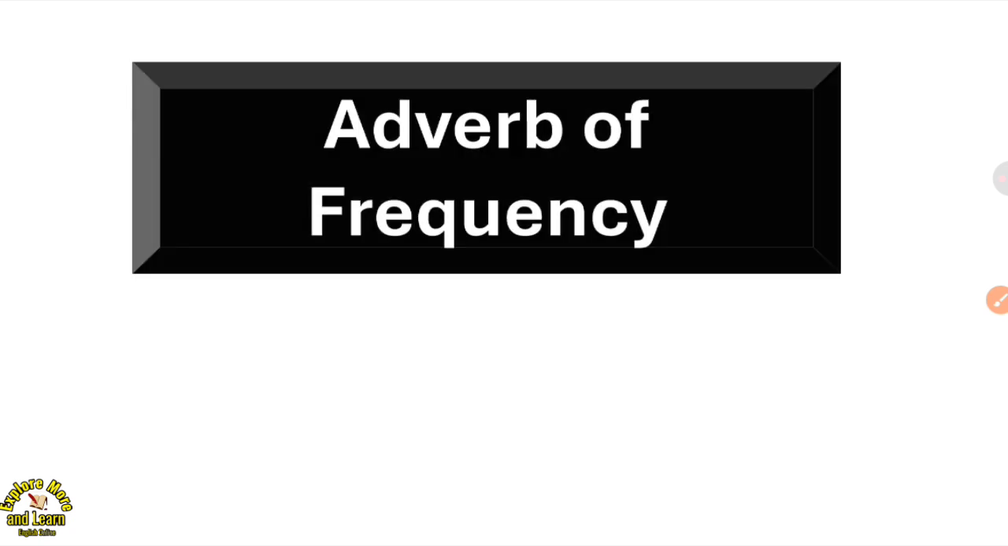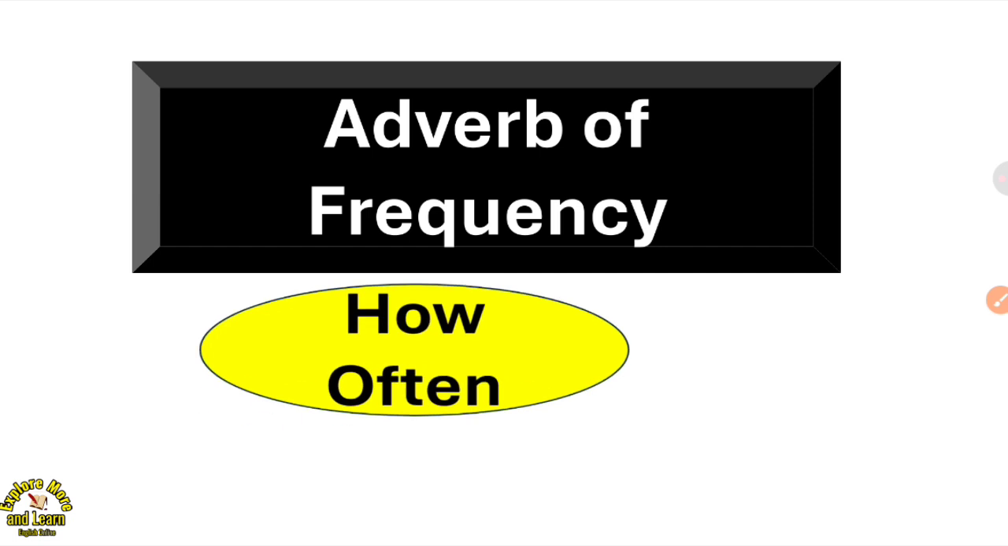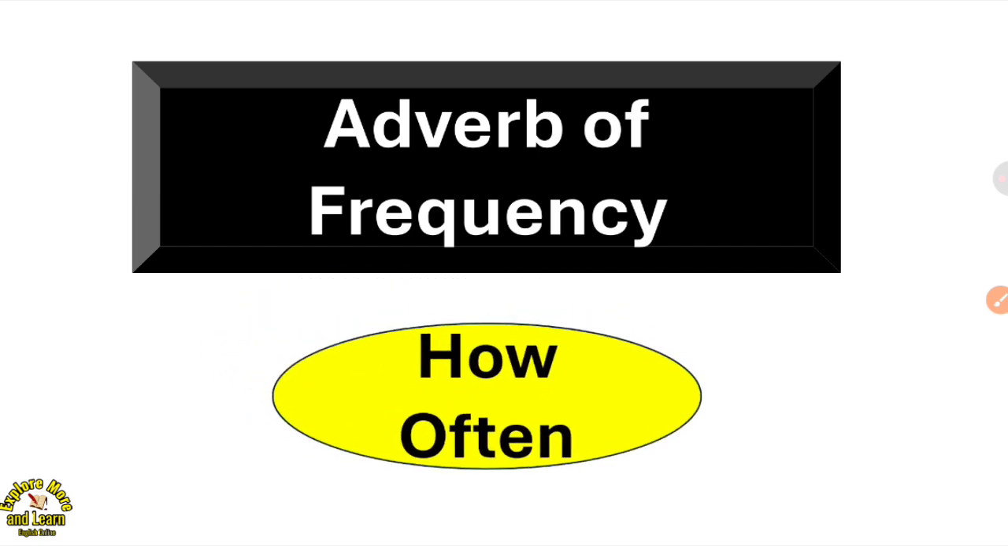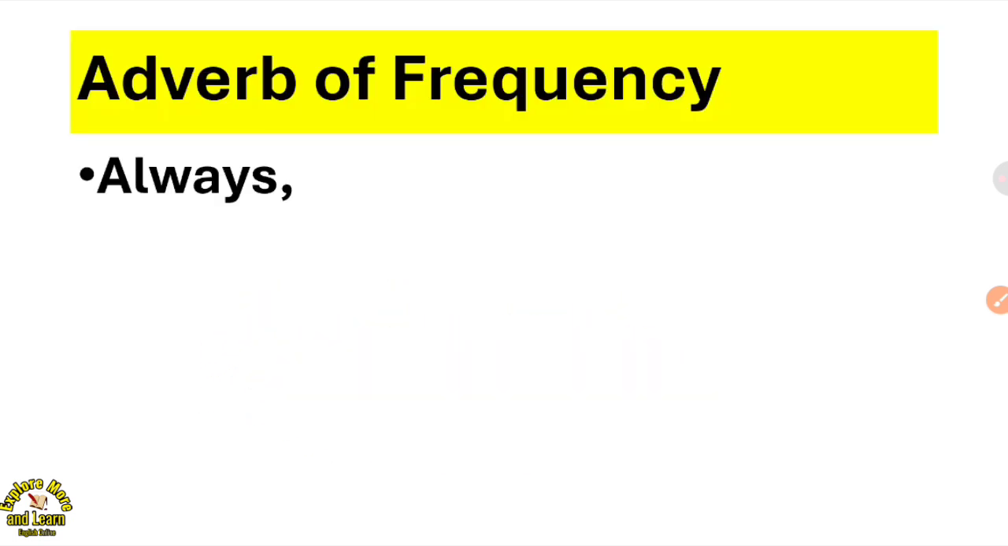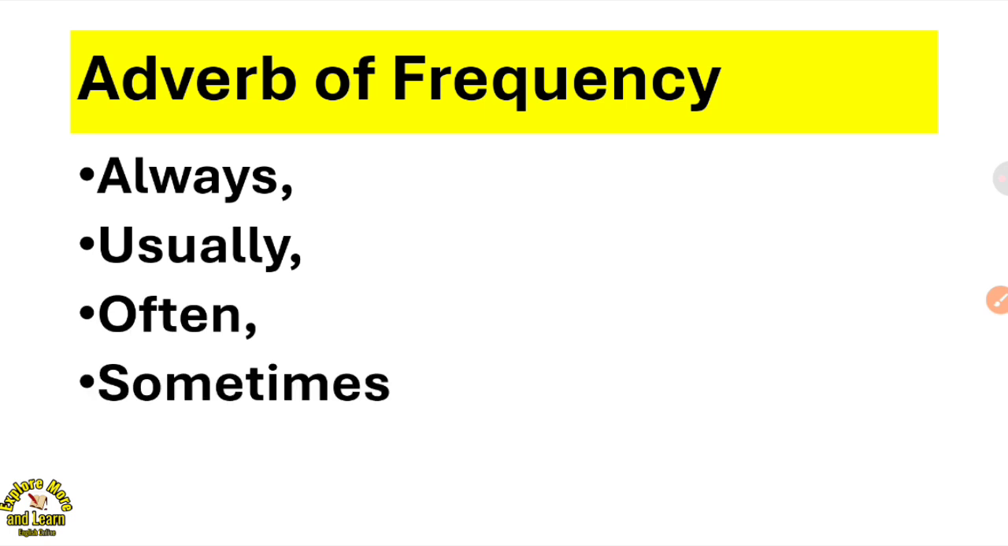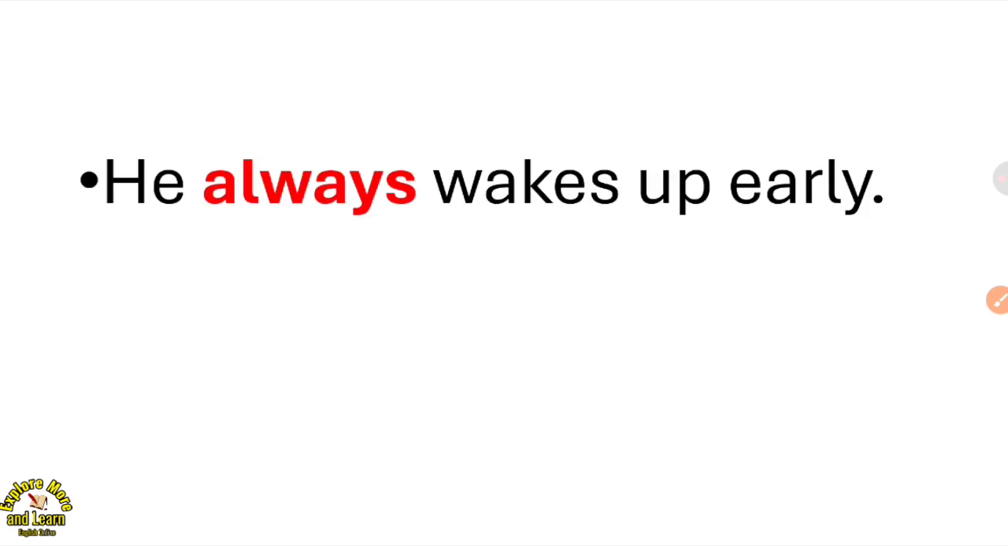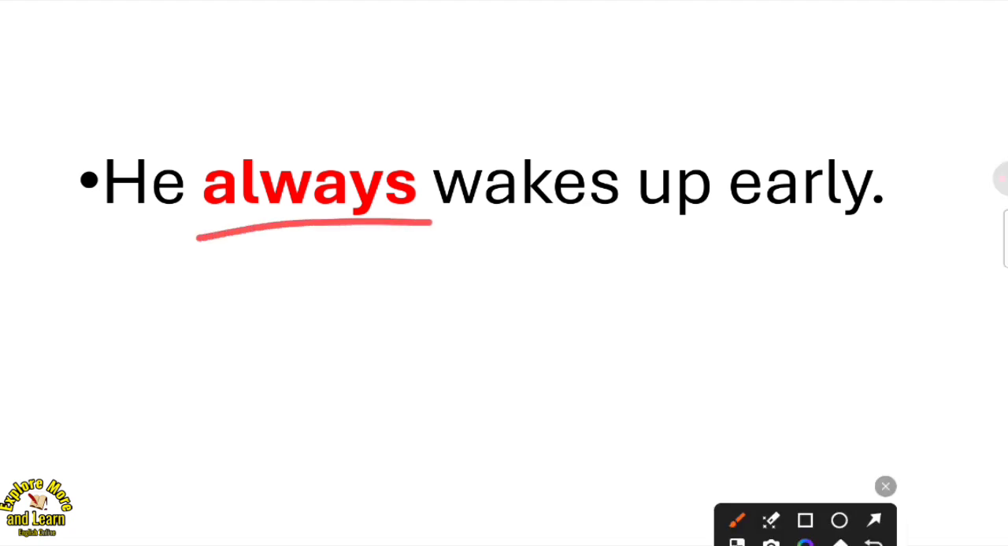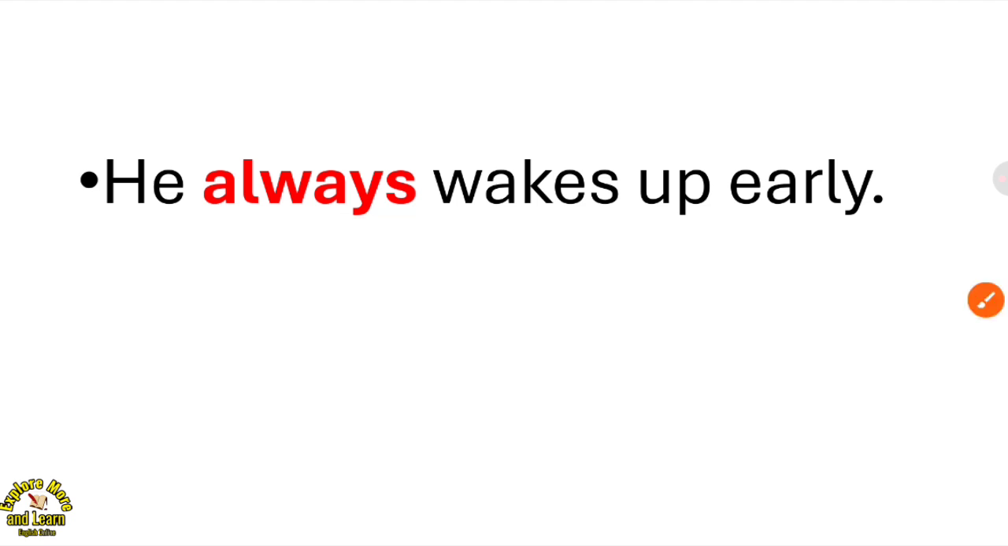Now next, adverb of frequency. What's that? When you ask your question like how often, you will get the answer for adverb of frequency. And the main words are always, usually, often, sometimes, never. When you see these words, you underline them as an adverb and identify them as adverb of frequency. For example, he always wakes up early. So here, what will you do? You will underline always, and you will tell this is adverb of frequency, because you will ask how often does he wake up early? Always.